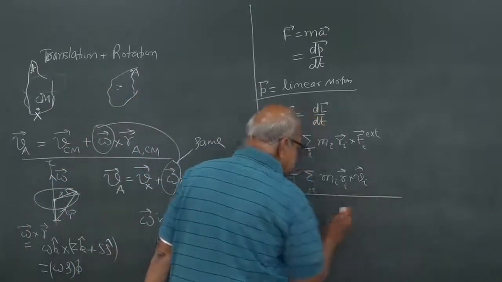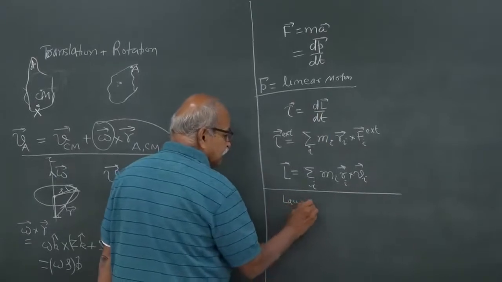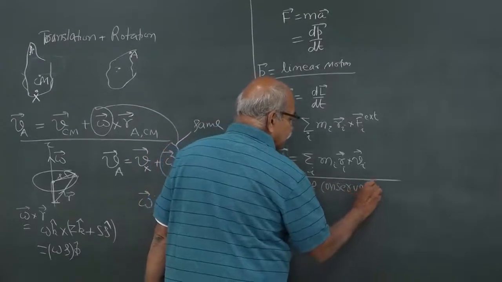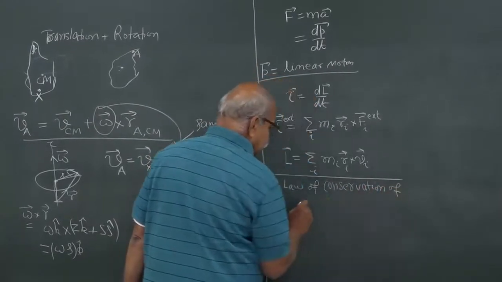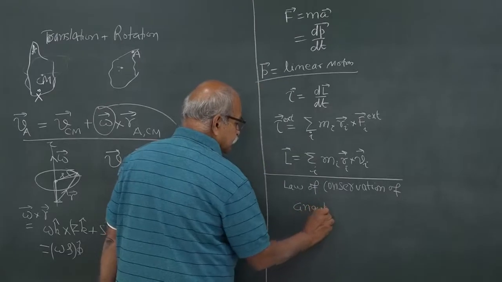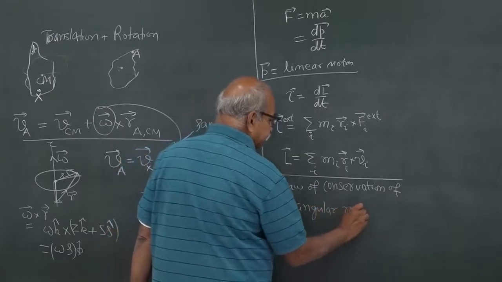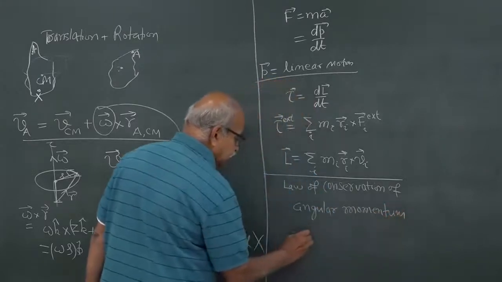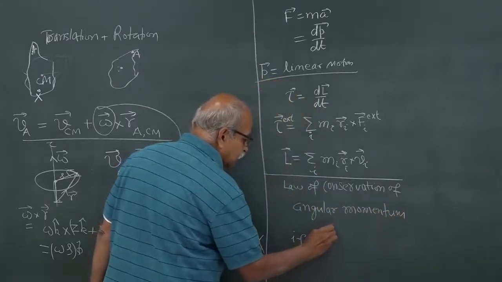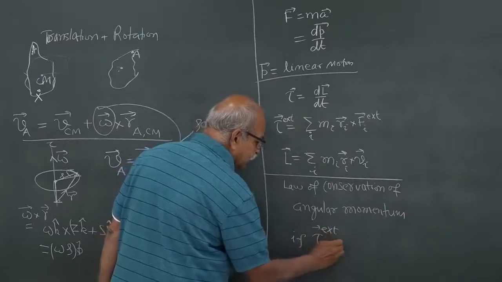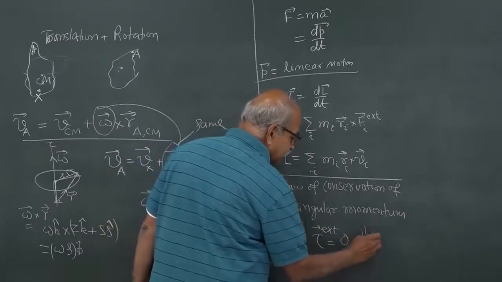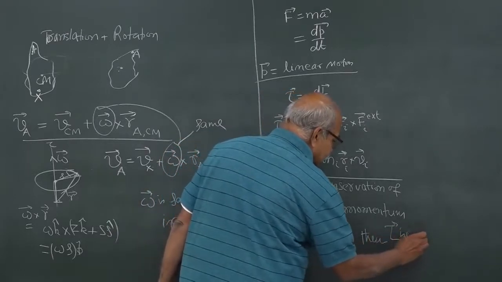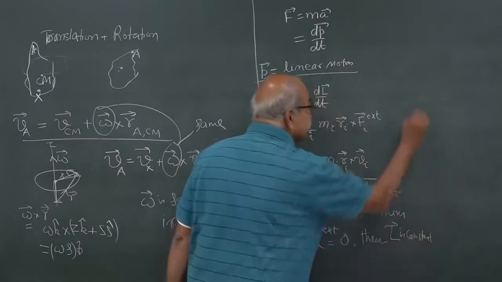And this gives me the law of conservation of angular momentum. If external torque is 0, total external torque on the body is 0, then its angular momentum is constant, does not change with time, that is it.